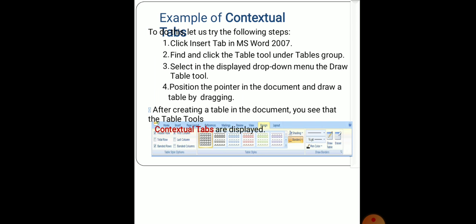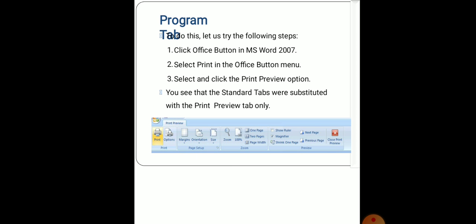Then dear students, we have another tab, that is the program tab. So when we are using the program tab, first of all you have to click on the Office button, then select the print option in the Office button menu, then click on the print preview option. Whenever you click on the print preview option, you will see that the standard tabs are substituted with the print preview tab only. So that is your program tab.